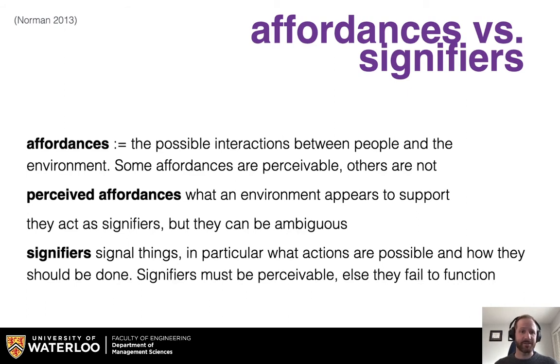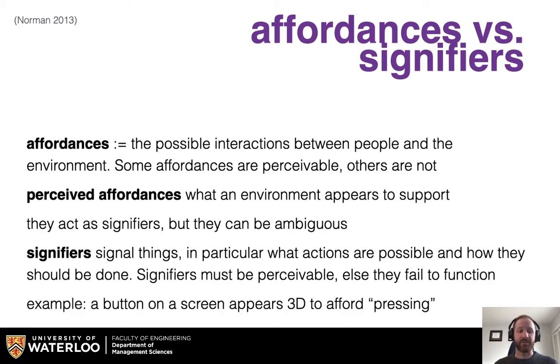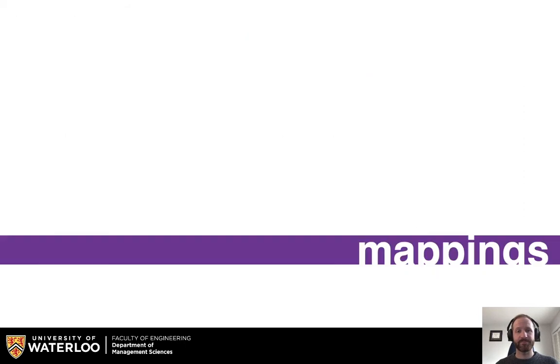Signifiers signal things, in particular what actions are possible and how they should be done. Signifiers must be perceivable or else they fail to function. So for example, a button on a screen appears to be 3D to afford pressing. And it does this because there's an analogy between the real world, where a 3D protruding object is something that you can often press.